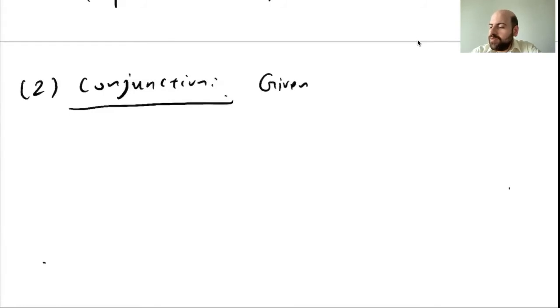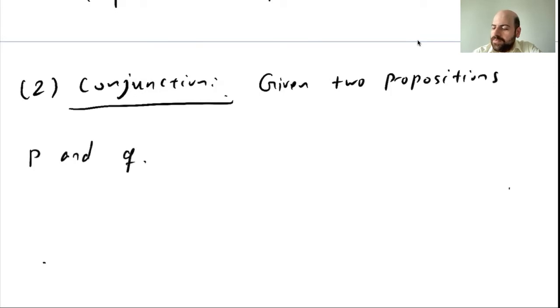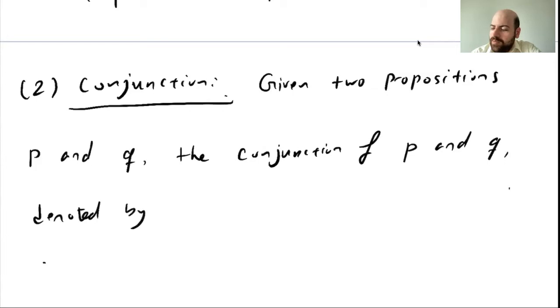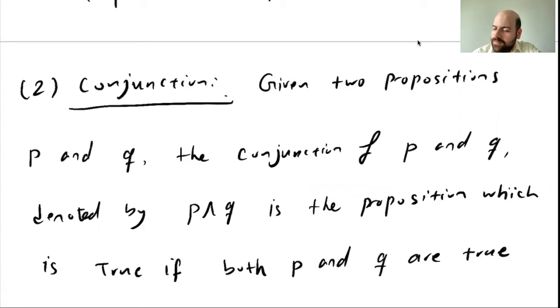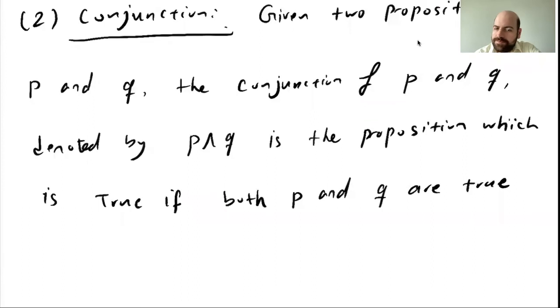So given two propositions P and Q, the conjunction of P and Q, denoted by P and Q, is the proposition which is true if both P and Q are true and is false otherwise.